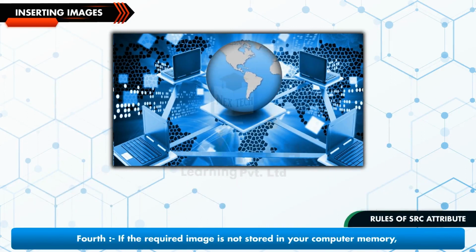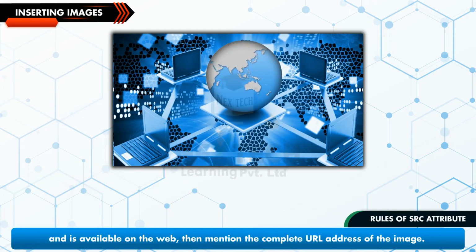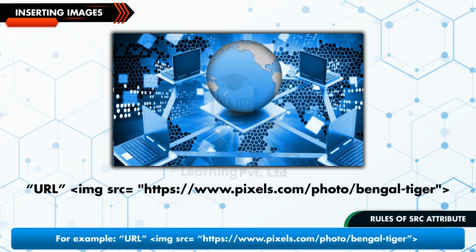d/picture/nature. Fourth, if the required image is not stored in your computer memory and is available on the web, then mention the URL address of the image. For example, URL img src equals https://www.pixels.com/photo/bengal-tiger.